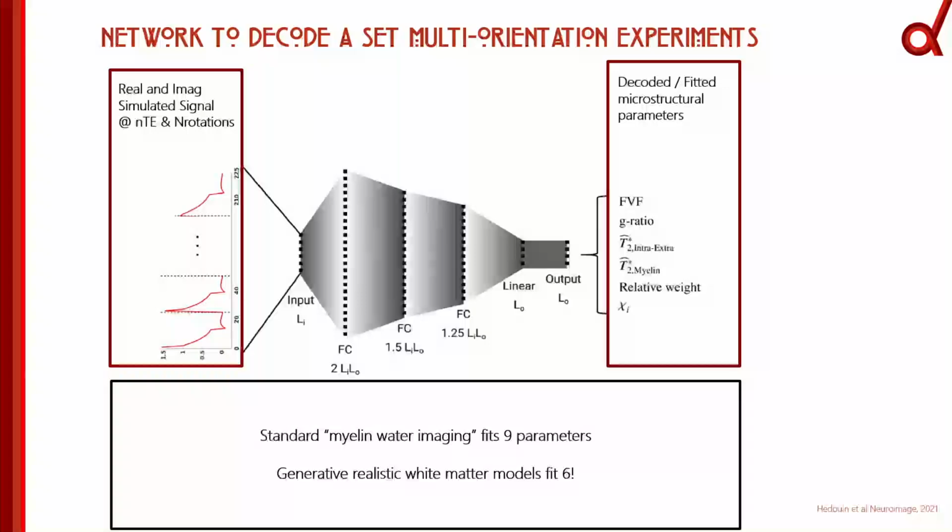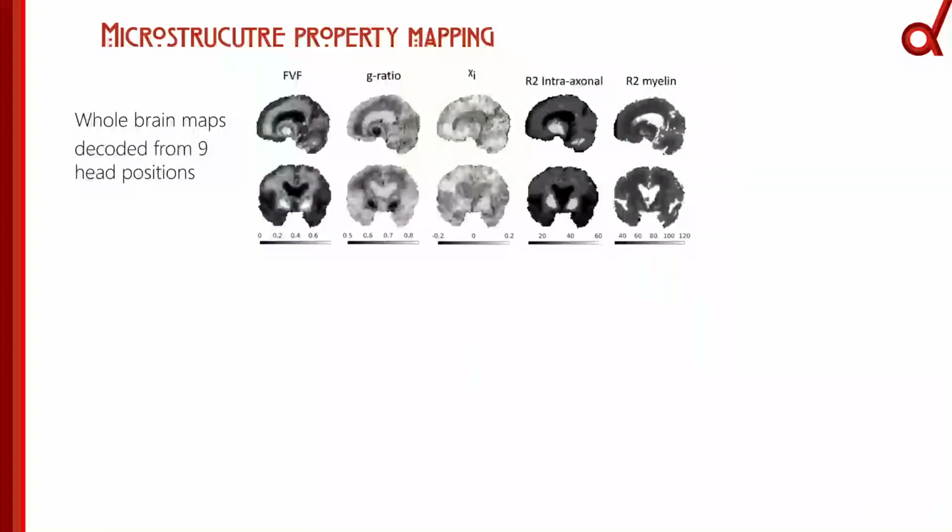We're now fitting a very complex numerical model. And this is what we get. For the whole brain maps, decoded from 9 head positions, so 9 rotations of the brain, we get FVFs that have some sensible characteristics and some less sensible. For example, in deep gray matter regions this tends to fail, but in white matter and gray matter it seems to hold quite well. The same goes for the G ratio and the remaining parameters.